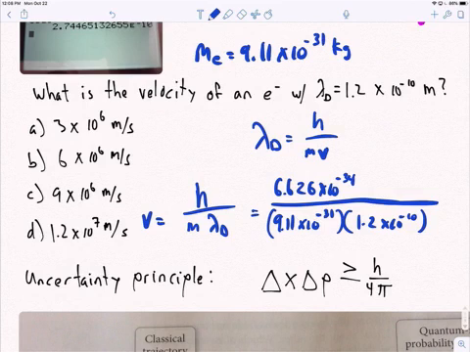So how many think A, 3 times 10 to the 6 meters per second? How many think B? How many think C? I think D. So we got a third of the class going for B, but the rest of you are confused. I'm going to come around and see what you're doing. Is anybody stuck? Need any help?